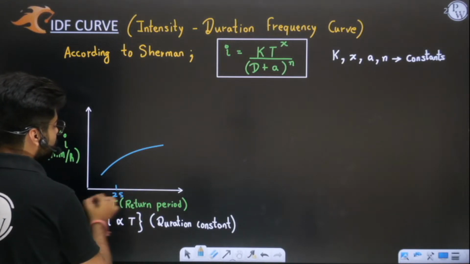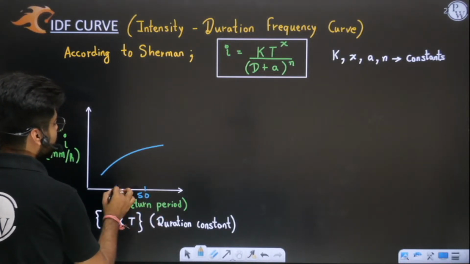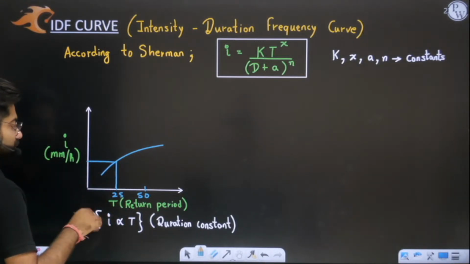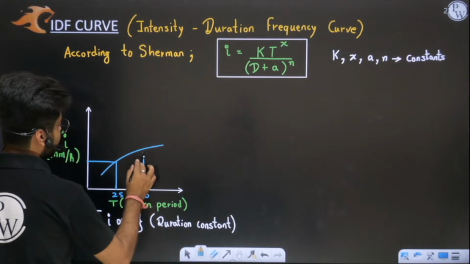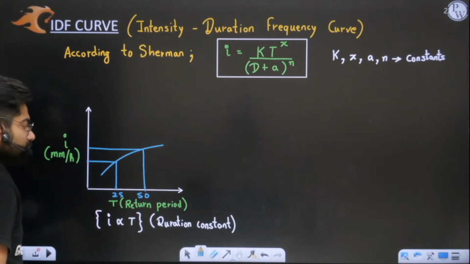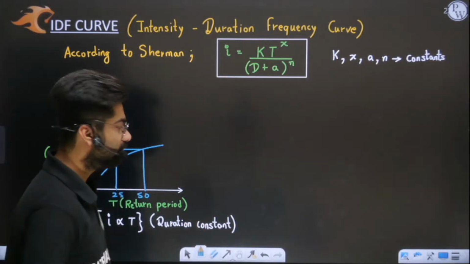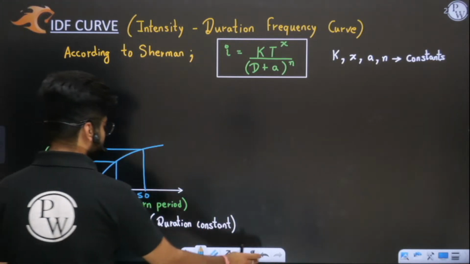If we have a return period of 25 years and a return period of 50 years, then at 25 years, obviously, the intensity of rainfall will be less. But for 50 years, the intensity of rainfall will be more, because the higher the magnitude of intensity of rainfall, the higher will be its return period. Yes or no? This we have already discussed.